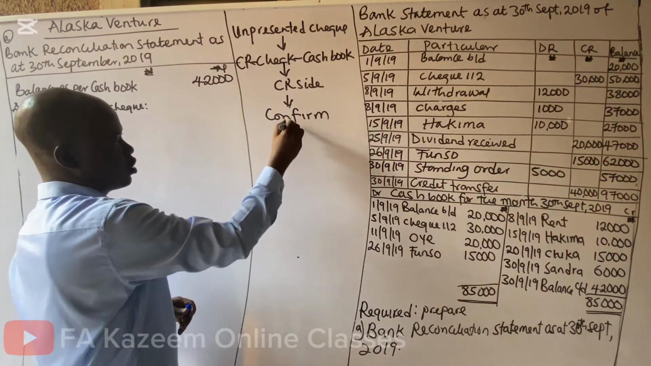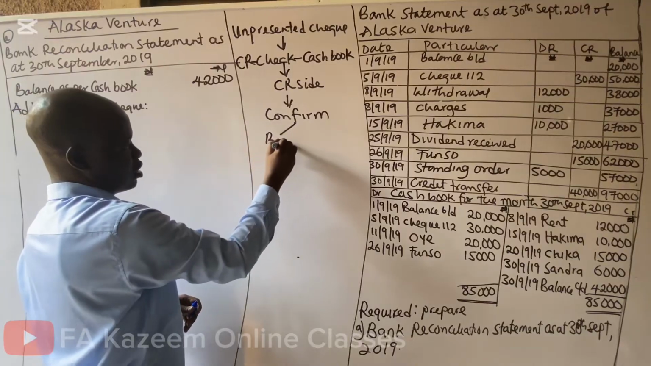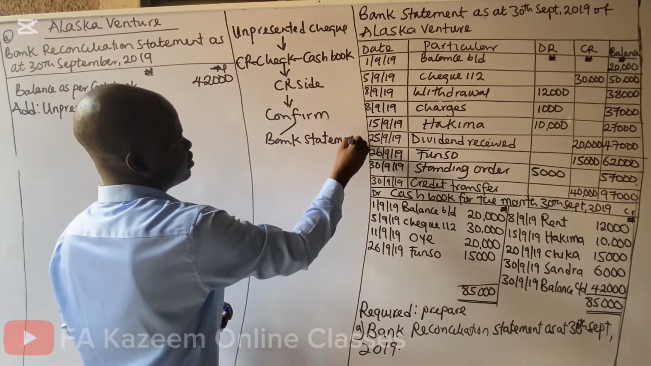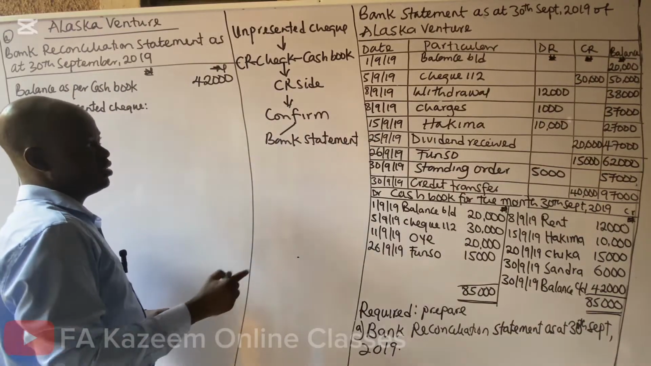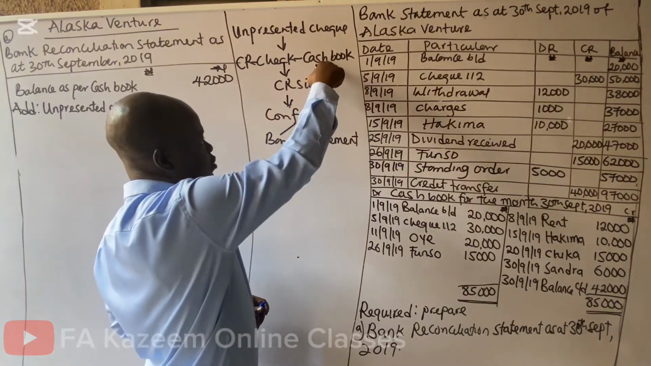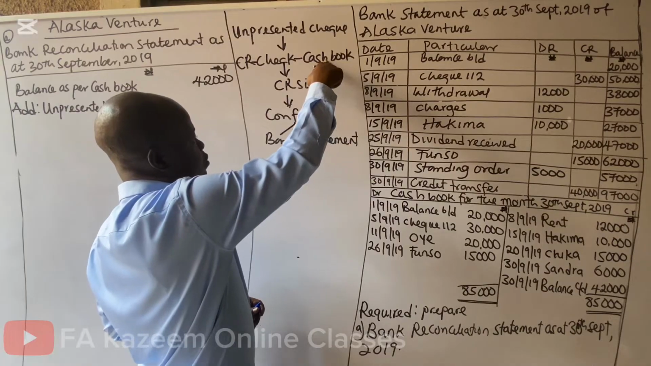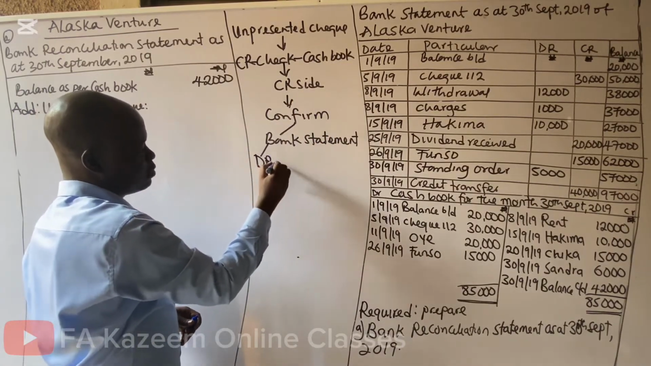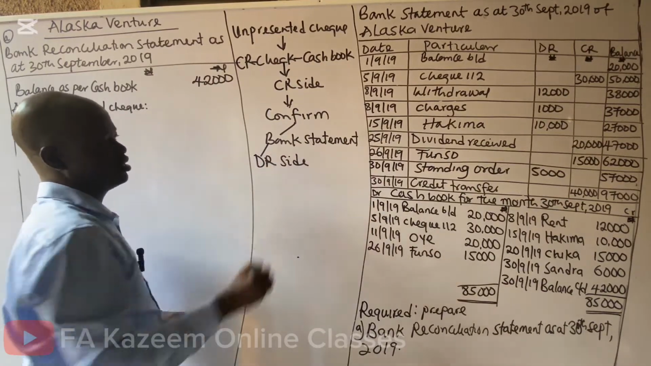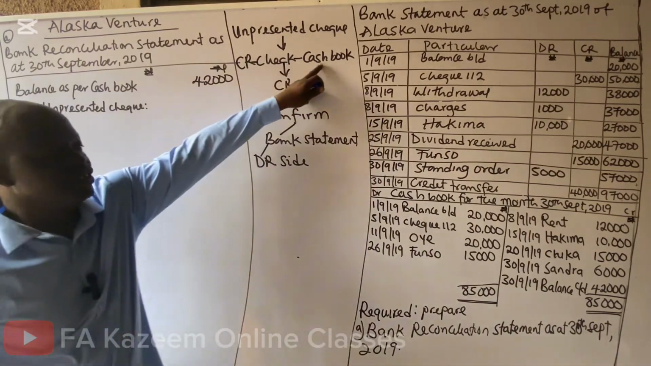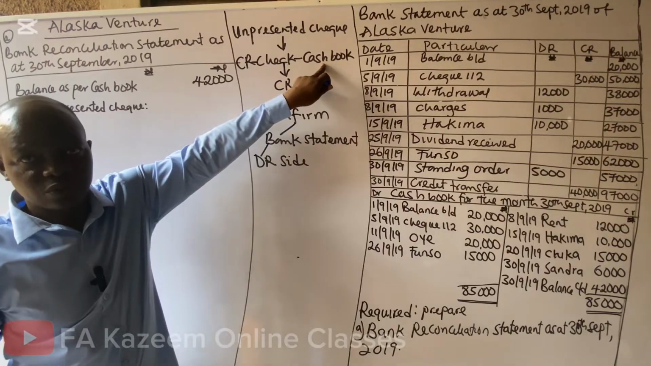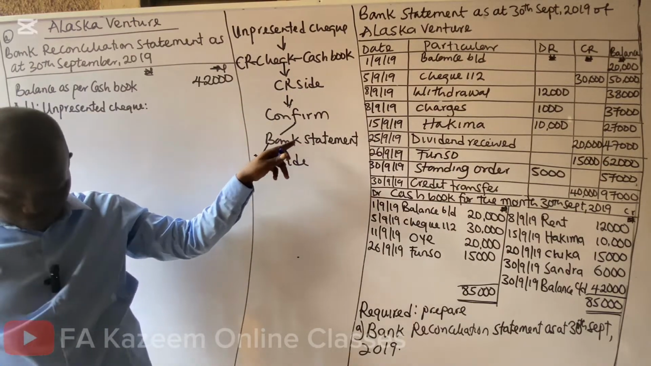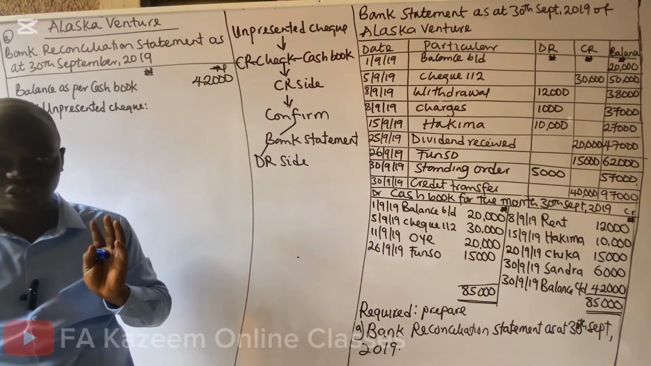What's this? Confirm it in your bank statement. If you have checked the credit side of your cash book and you confirm it on the debit side of your bank statement, any item checked on the credit side of this cash book and omitted on the debit side of the bank statement is an unpresented check.